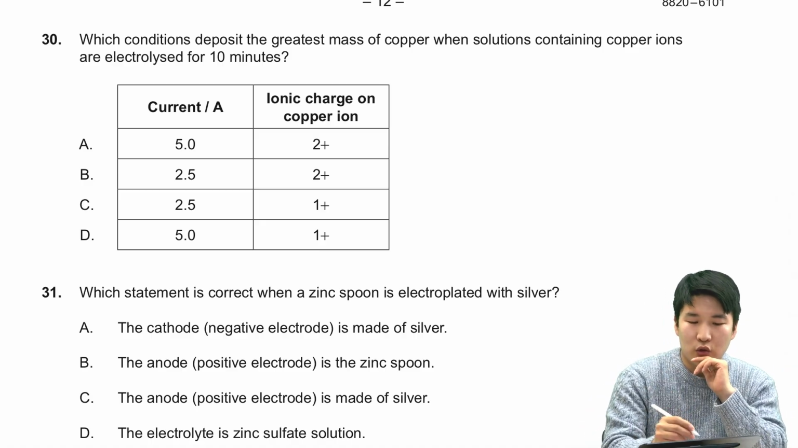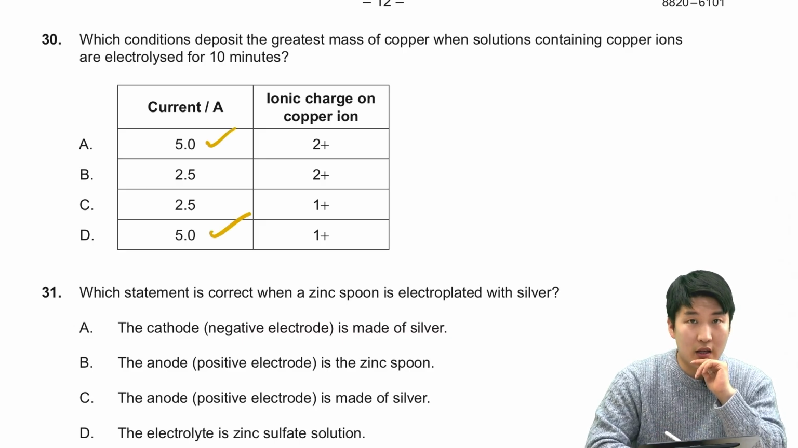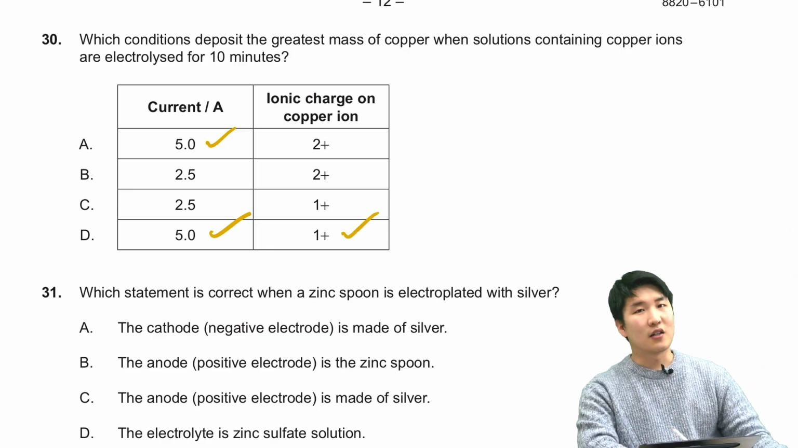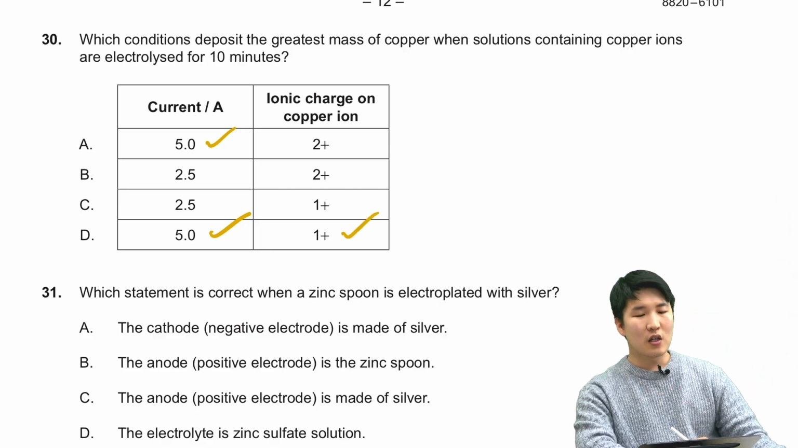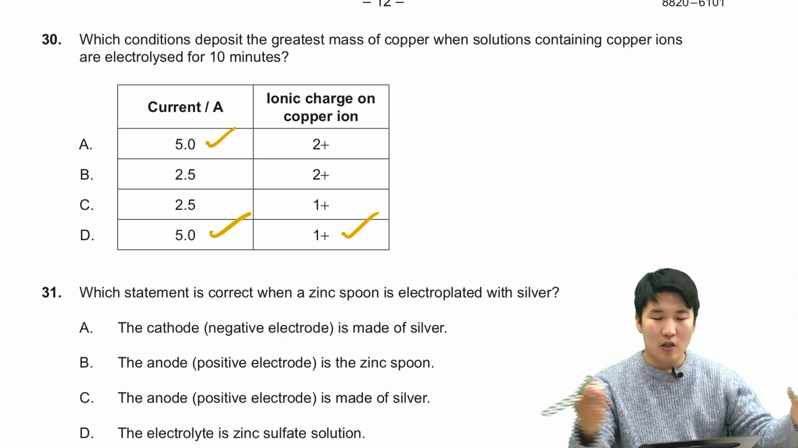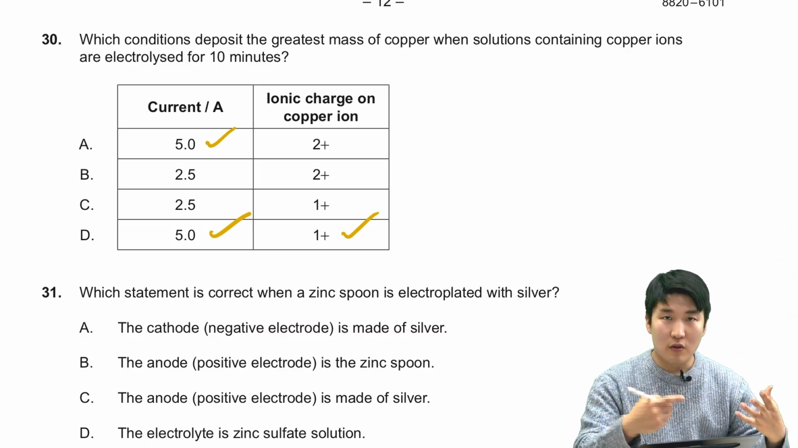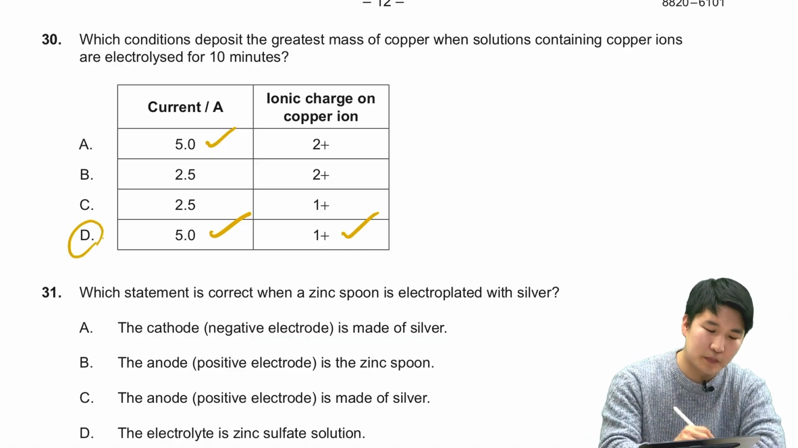Therefore, to deposit the greatest mass of copper, we want the highest current possible, which would be, in our case, 5A. Then we would want the least ionic charge, the smallest ionic charge, so that we can produce most amount of the greatest mass of copper.